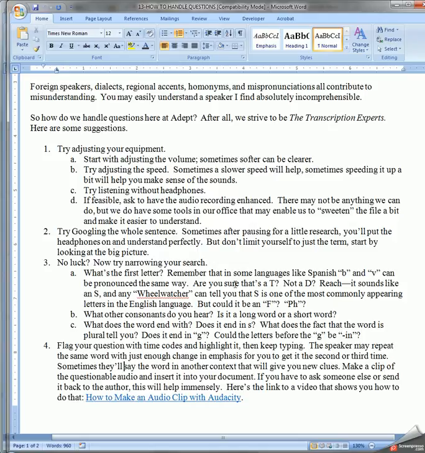You can adjust the volume up and down. Sometimes that can help you to make it more clear, especially if they got quieter, make them a little louder and see if that helps. Try to change the speed, sometimes slowing them down or speeding them up a little bit. Listen with and without headphones or with a different type of headphone, so that maybe the sound's a little different.